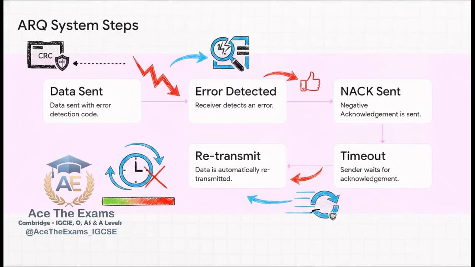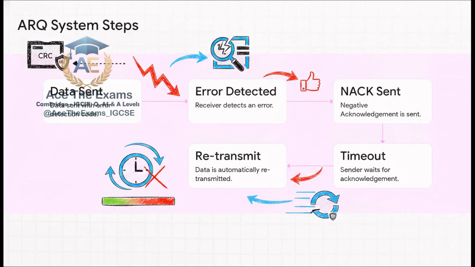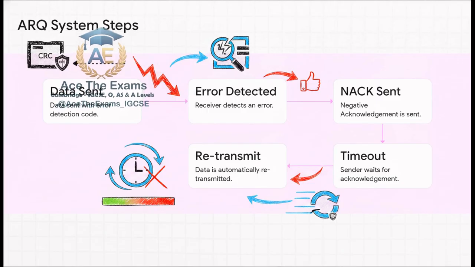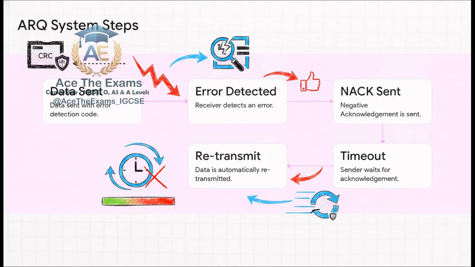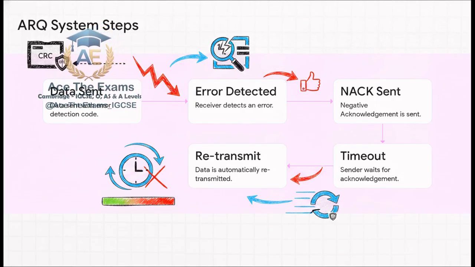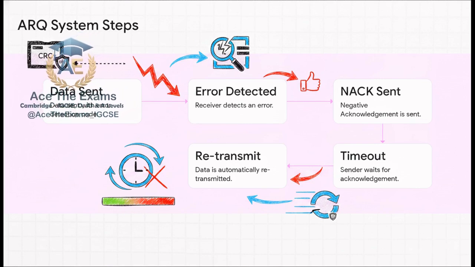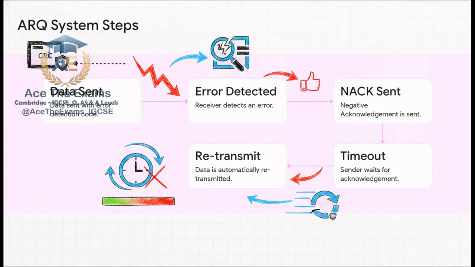But you know what happens when data crashes on that digital street? Enter the automatic repeat request, or ARQ system. When data is sent out, it includes an error detection code, like a CRC, a cyclic redundancy check. If the receiving end detects any corruption at all, it shoots back a negative acknowledgement, basically saying, hey, send that again. And if the sender hears absolutely nothing, well, a timeout occurs and the data is just automatically retransmitted. It's this incredibly strict logic loop designed to ensure every single packet arrives safely.